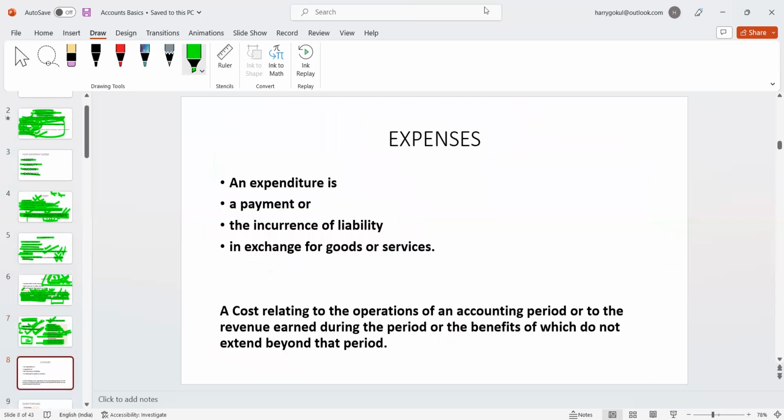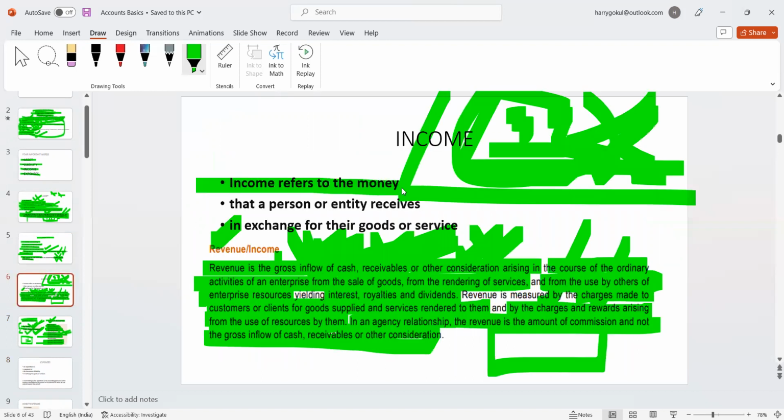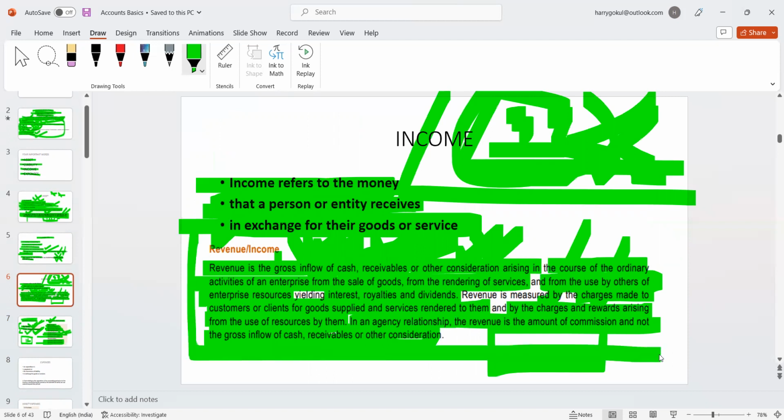I think income is over. I will go with the expense. Income refers to the money that a person or entity receives in exchange for their goods and services. It's the definition from the internet. I think you can understand: you have money which you received in exchange for goods or services. That was the brief explanation I gave. What is meant by revenue and income?